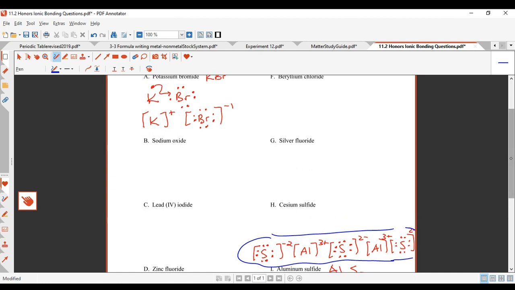So try these, and you do not also have to arrange them all in a line. They could be like above and below. They could be on multiple lines. So try these and see if you have any questions.